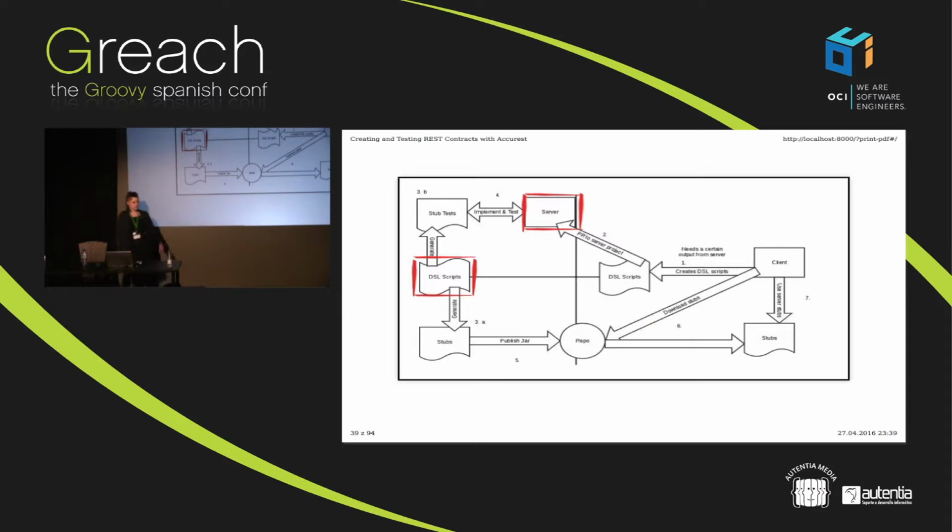So the server team would merge this pull request or start working with it. And then when they run Gradle clean build on their project, stubs would be automatically generated.